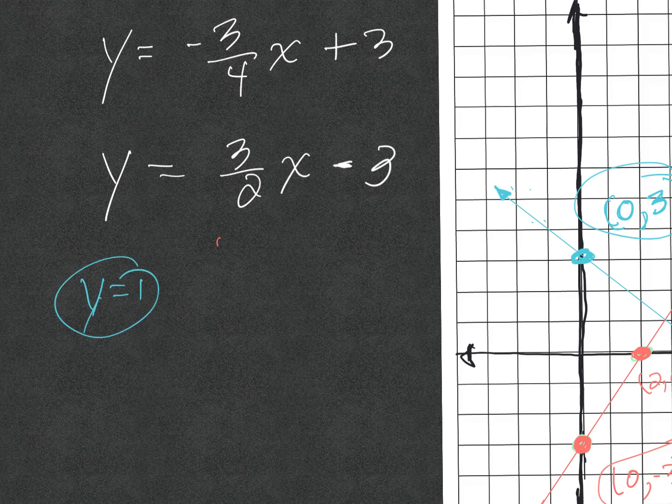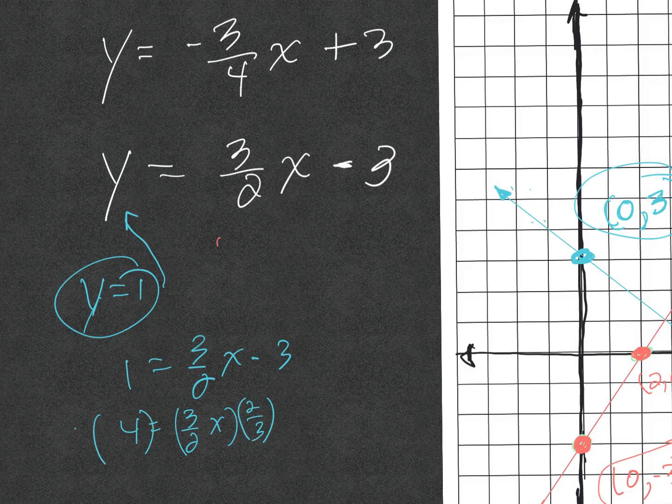So what do we do with that? Well, we simply just plug it in. The easier equation: 1 is equal to 3 over 2 x minus 3. Therefore, 4 is equal to 3 over 2 x. Multiply both sides by the reciprocal of 3 over 2, which is 2 over 3. You get 8 over 3 is equal to x. That point right there is actually (8 over 3, 1).